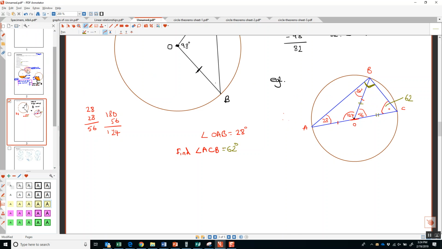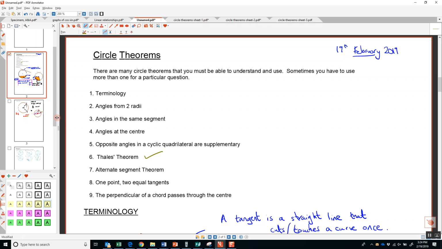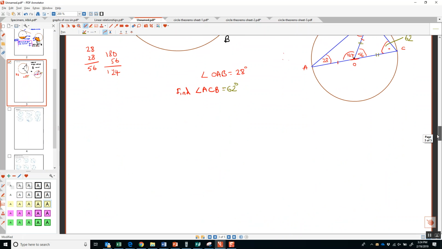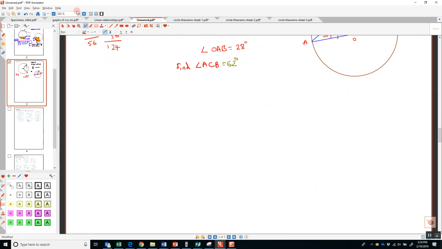The next one that we want to look at is angles in the same segment. Is it okay if I go down to here? Marco, you good? You got everything? Oh, yes, okay.